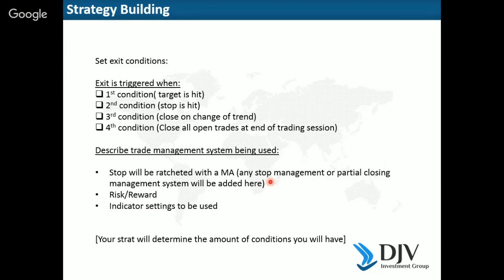So you can manage your stop loss with other indicators, but you need to be specific with the setting of the indicators that's going to be used as well. Because if you don't set that in, then it's open-ended. I mean, it could be a 50 moving average, a 2 moving average, a 5 moving average. Okay.